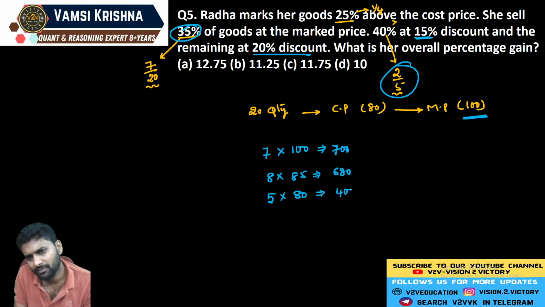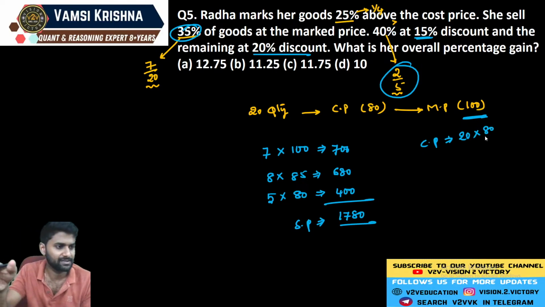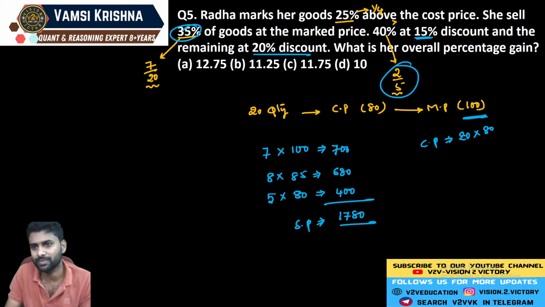Now the total value becomes 400. So the total value is equal to 1780. So 1780 is the selling price of an article. Now what about the cost price? Cost price means 20 should be multiplied by 80. Guys, don't multiply with the market price. You should multiply with the cost price. So now the value becomes 600.